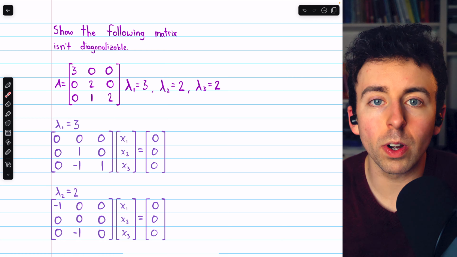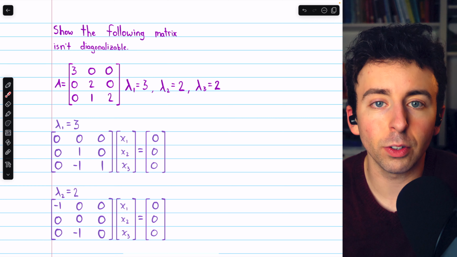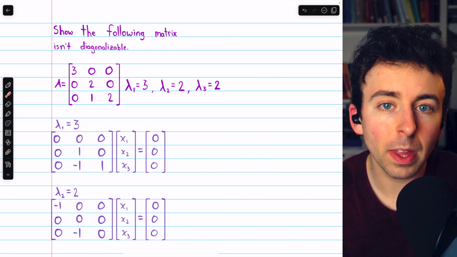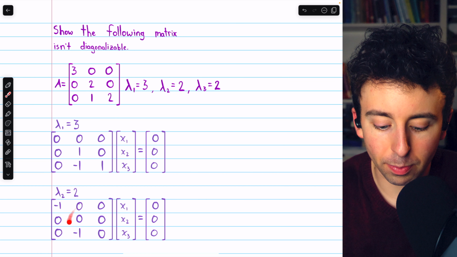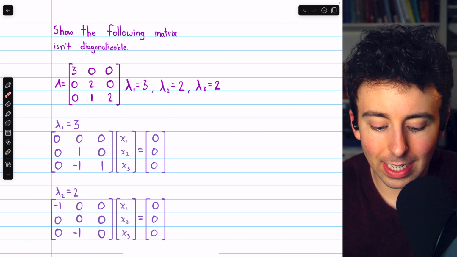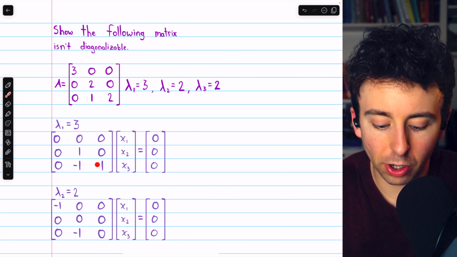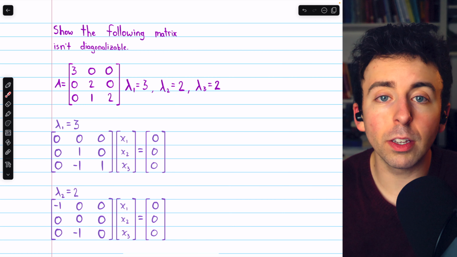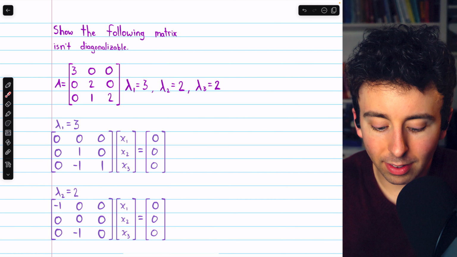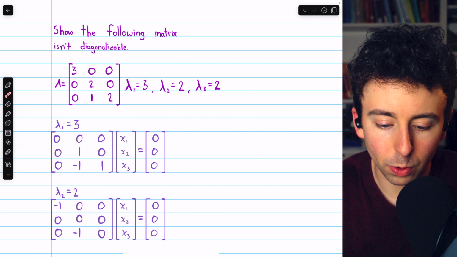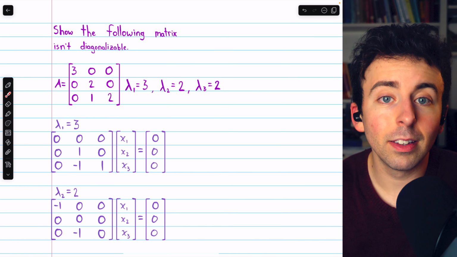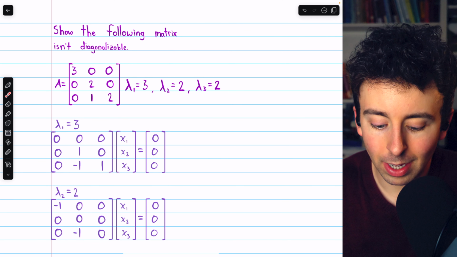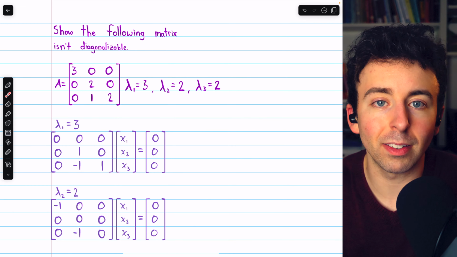We could perform Gauss-Jordan elimination and then find a basis for the solution space. However, if we just want to show that the matrix isn't diagonalizable, we could just check the nullity of these matrices. At a glance, we can see that this matrix has a rank of 2. Since it's a 3 by 3 matrix, its nullity must be 1, because rank plus nullity equals n. Similarly, this matrix has a rank of 2, and so its nullity is 1. So I know that the solution space to this system has 1 basis vector, and the solution space to this system has 1 basis vector.